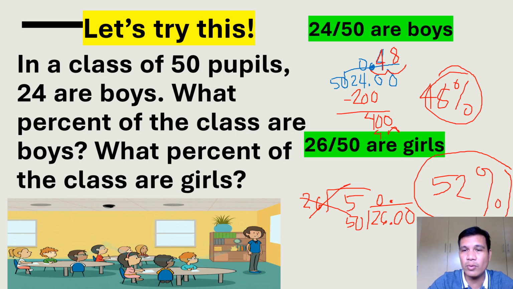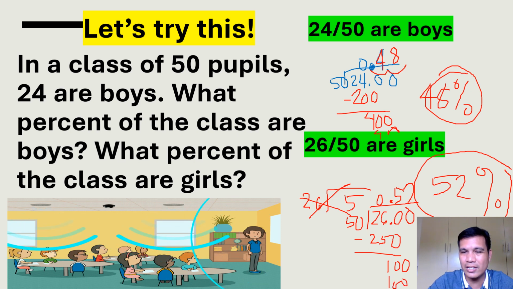So, let us use 260 divided by 50 is 5. And 5 times 50 is 250. 260 minus 250 is 10. Then bring down 0. 100 divided by 50 is 2. And 2 times 50 is 100. So our answer is 52 hundredths.